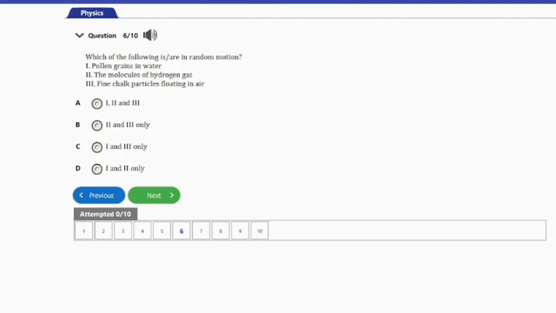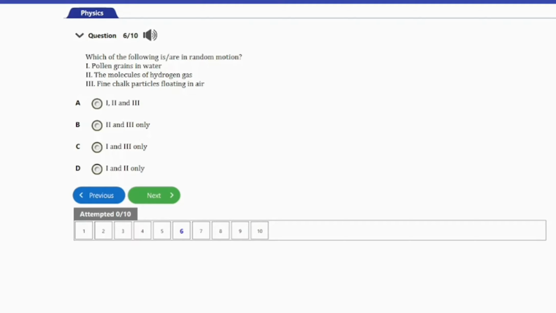And then option D is I and II only. So guys, the answer to this question is actually all of these. That's I, II and III. Pollen grains in water exhibit random motion. Molecules of hydrogen gas also exhibit random motion, and as well, fine chalk particles floating in air also exhibit random motion. And that's it for this question.